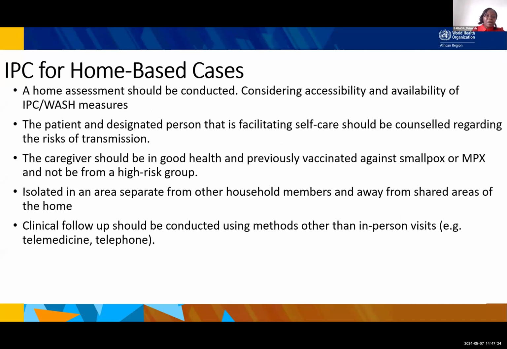For home-based care, a home assessment should be done. So it's not just about categorizing the priority that the mild cases are going home. What are the IPC measures? Are they accessible and available, IPC WASH measures for home-based care?